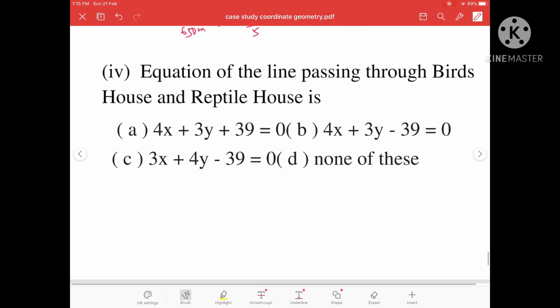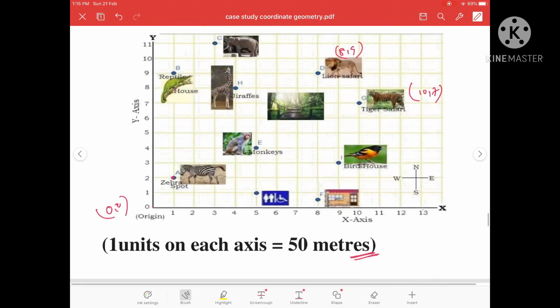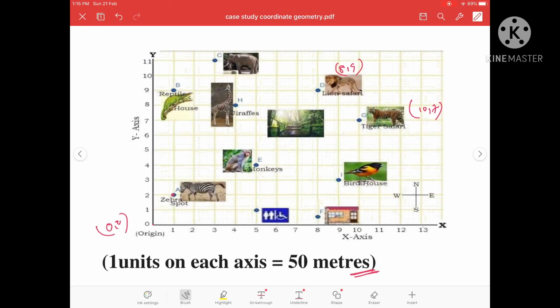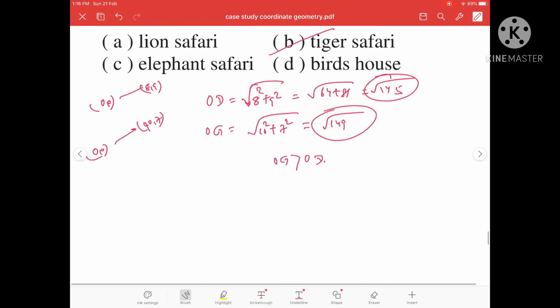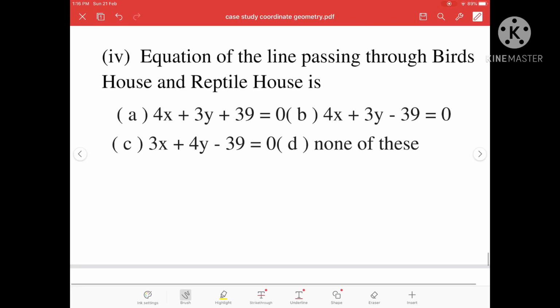Now comes the next one. Equation of the line passing through bird's house and reptile house. Bird's house means the coordinate is here 9, 3, and reptile house coordinate is 1, 9. Means we have to find the line passing through B and I, having coordinates 1, 9 and 9, 3. So for this question we have to find the line which is passing through 9 comma 3 and 1 comma 9.